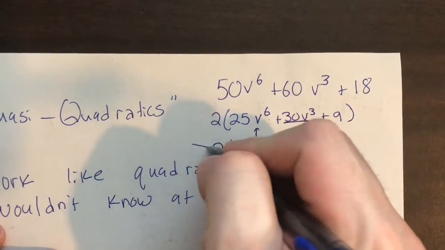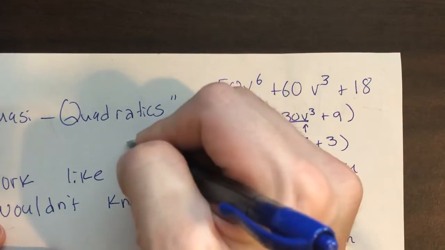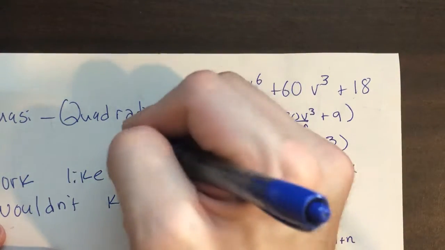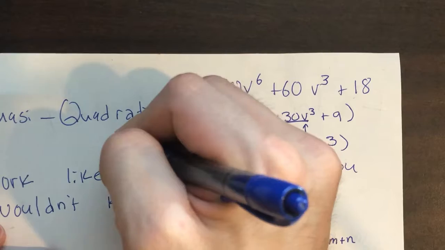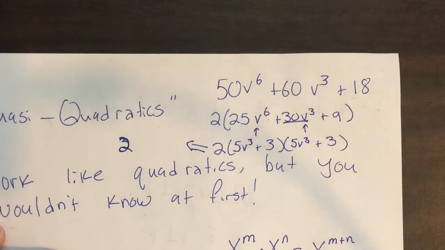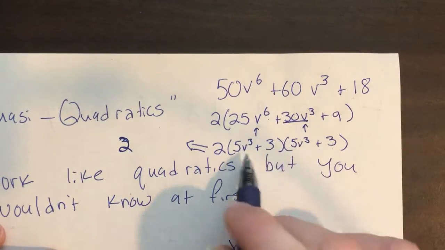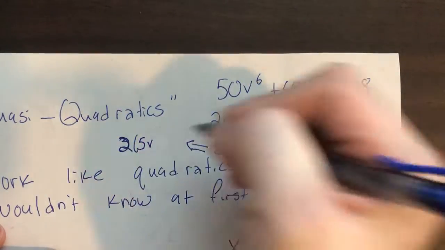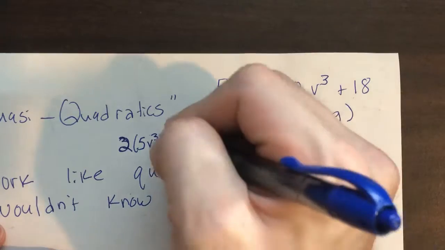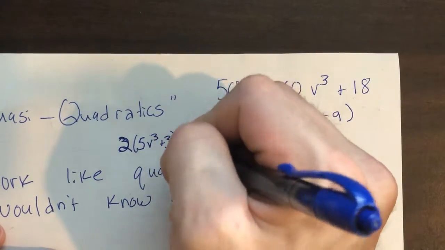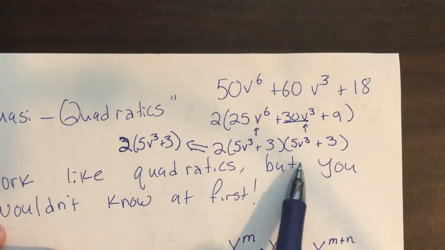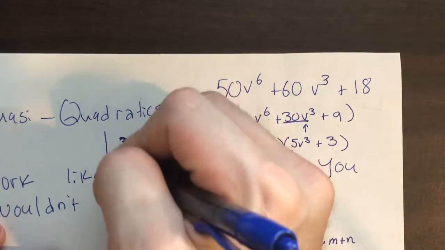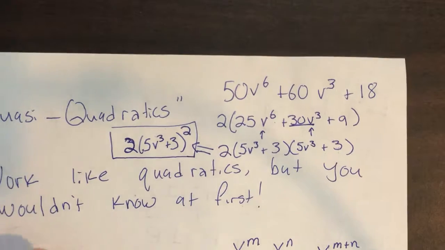All right, so here we go. That's what we're looking for. And it's 2, I'm getting ahead of myself, right? I love that greatest common factor. 2, and then remember, something times itself, 5v cubed plus 3, and what power do I put on here? If there's two things, I put the squared, okay? So a lot going on here.